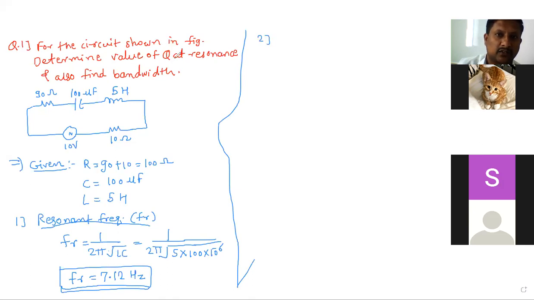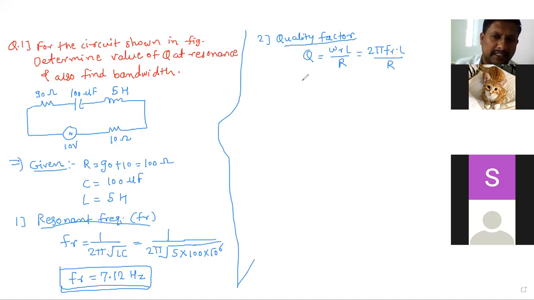So FR we have calculated. Now next we have to calculate the quality factor at resonance. What is the quality factor formula? FR is known now, and the given things are the resistor value, C value, and L value. So which formula can we use for quality factor? Q is equal to omega R into L divided by R, which is XL divided by R. XL means omega R into L. Omega R means 2 pi FR into L divided by R. The R value is known, the L value is known, and FR is known. So we can directly get Q.